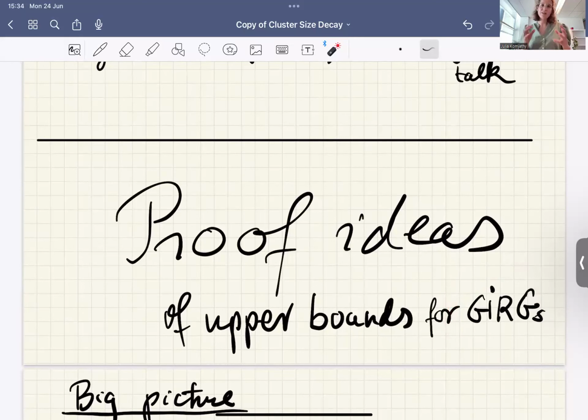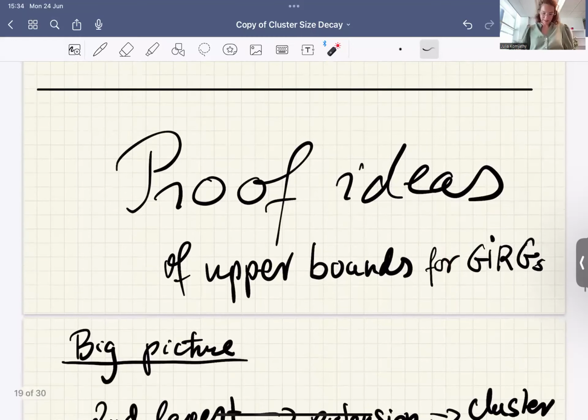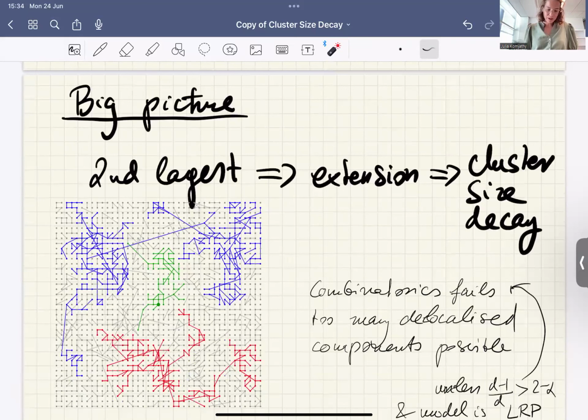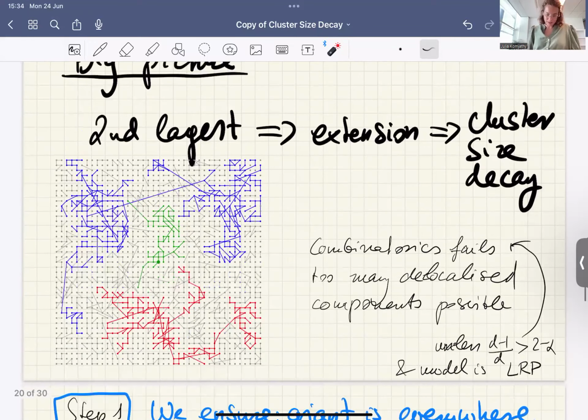So this is really where you have to have three exponents competing. So the big picture of the proof is that I'm going to approach the cluster size decay via the second largest component. Then I have an extension method by consecutive boxing to have the cluster size decay for the infinite model. So before I start, let me just show you this picture.